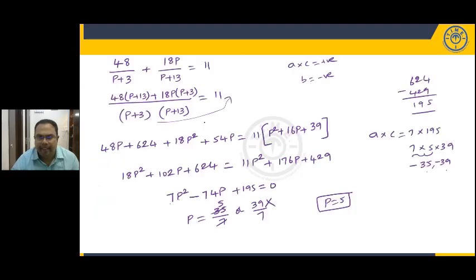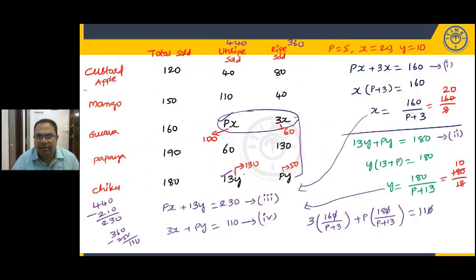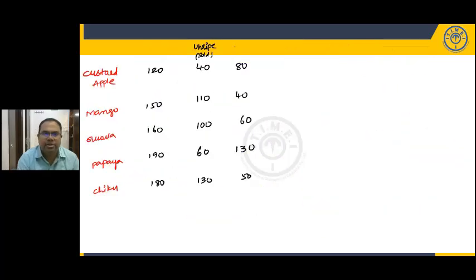60, 130. This is unripe sold. This is 40 again, 80. So 80 and 40. Okay. This is 80, this is 40, this is 60, this is 130, this is 50. Right, this is ripe sold. This is total sold. This is the information we got.